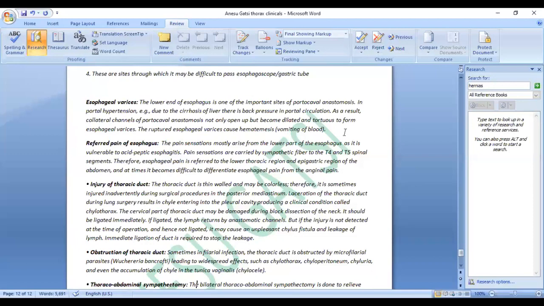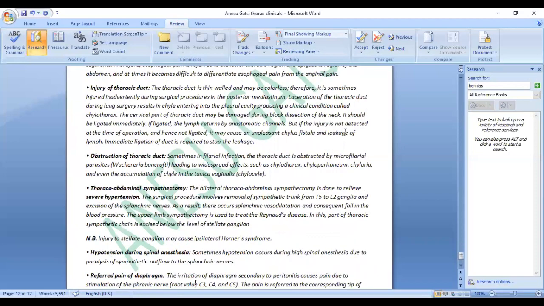At times it becomes difficult to differentiate esophageal pain and anginal pain because they travel through the same spinal segments. Then you may have injury to the thoracic duct, and you end up having what is known as a chylothorax, that is accumulation of chyle within the thorax, if it's an open injury.